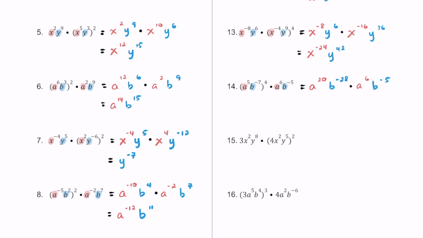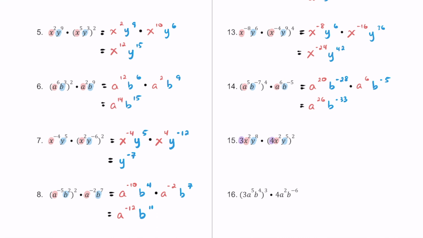Okay, so next what we're going to do is multiply this a to the 20 times a to the 6th, and we can add those exponents of 20 plus 6 to get 26, so that's going to be a to the 26th power. And then multiplying b to the negative 28 times b to the negative 5, we can add these exponents of negative 28 plus negative 5. It's going to be negative 33, so it's going to be times b to the negative 33rd power.